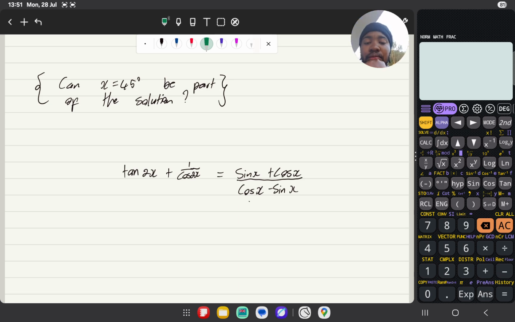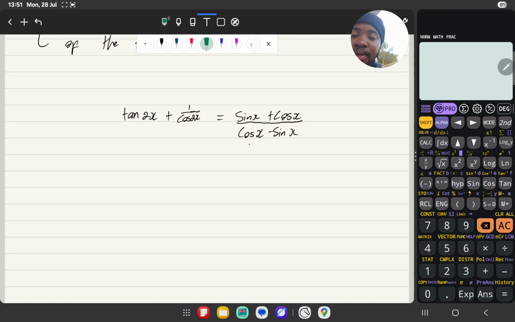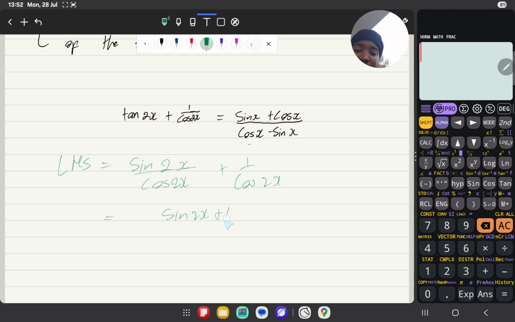So what do we have? I think I want to work out this side. Because of this, I can say the left hand side is tan, which is sine 2x over cos 2x, right, plus 1 over cos 2x. I'm already seeing 2x, so I can just say it's the same denominators, right? So I can then say sine 2x plus 1 over cos 2x.